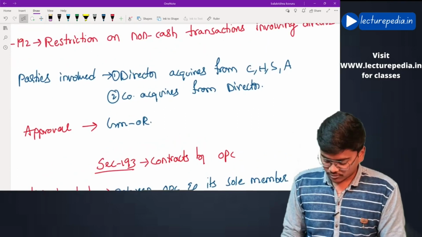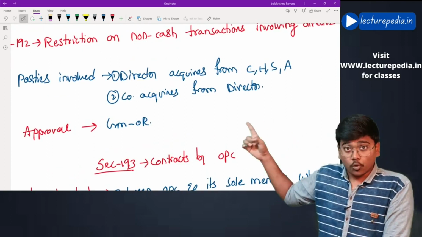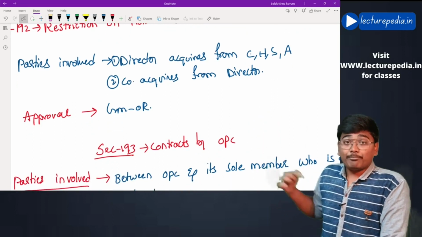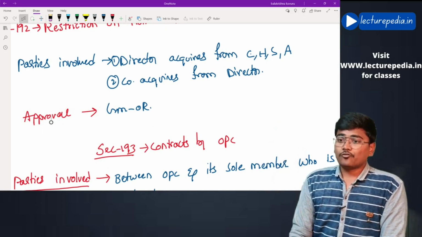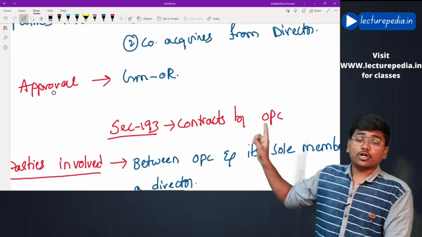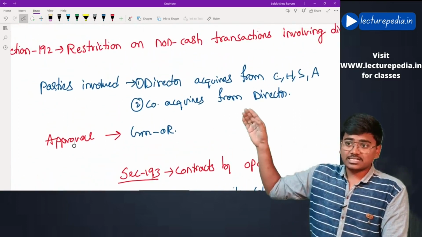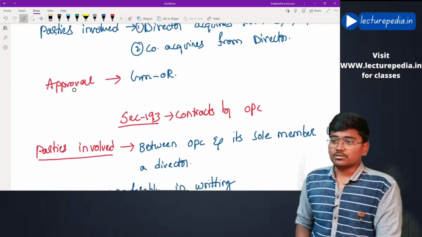First of all, parties involved. Director acquires from company, which is holding company, subsidiary company, associate company. And second, company acquires from the director. These are the parties involved. Now for this, approval is required. Whose approval? General meeting ordinary resolution is required. These non-cash transactions can be entered into subject to a general meeting ordinary resolution.